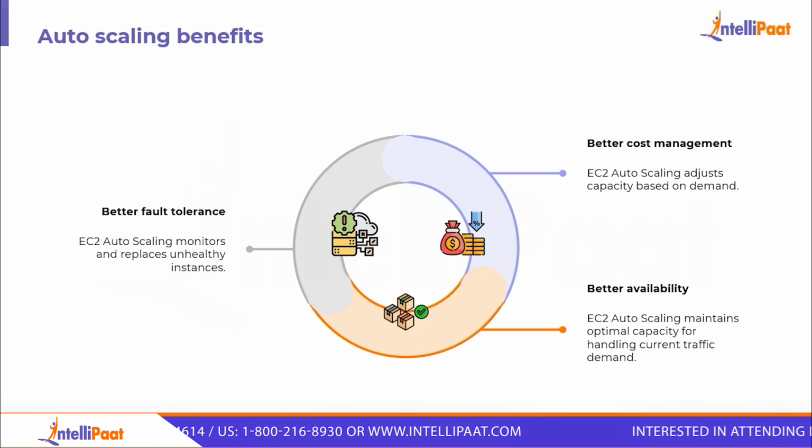Next up is better availability. Autoscaling ensures that your application has enough capacity to handle incoming traffic. Now, this can be done at any time automatically. So by maintaining the optimal number of active instances, it guarantees that your application is always available to your users, regardless of any unpredictable surges in the traffic.